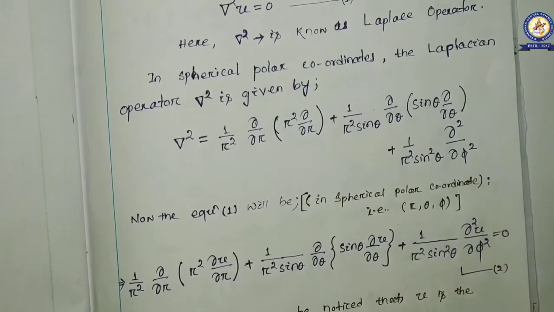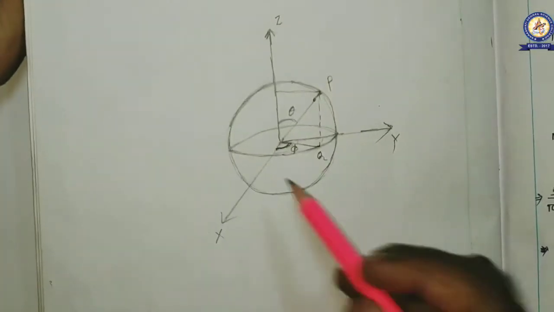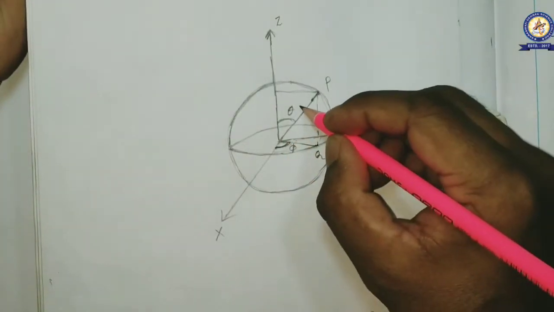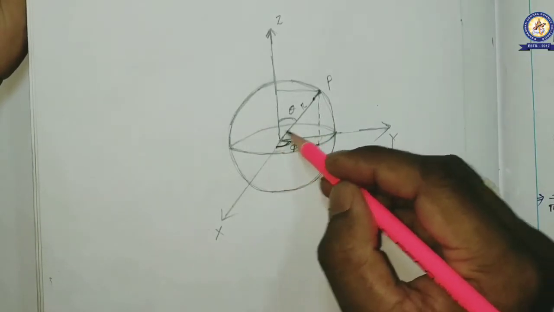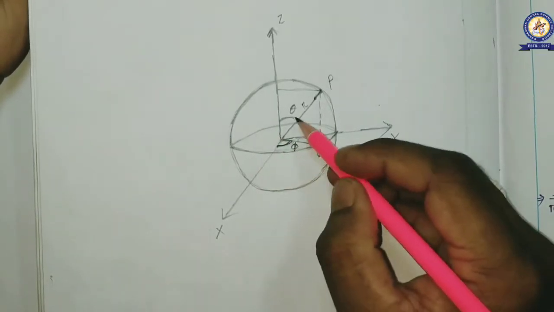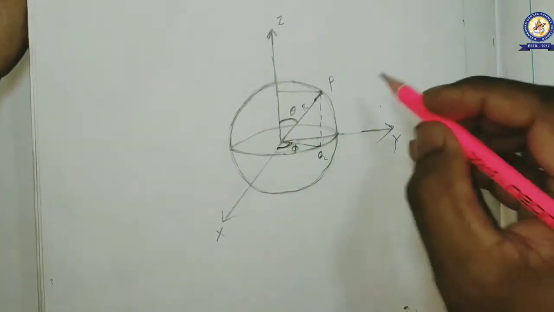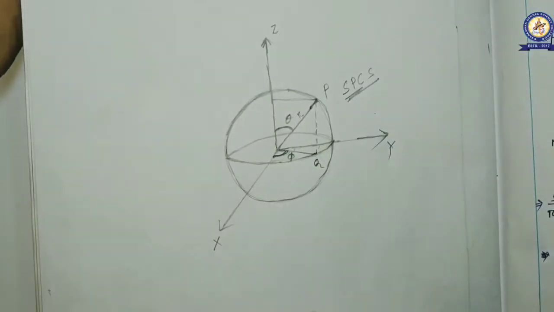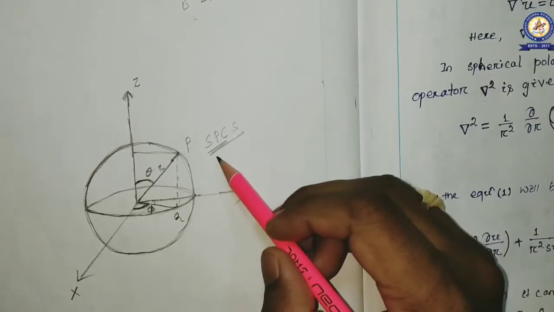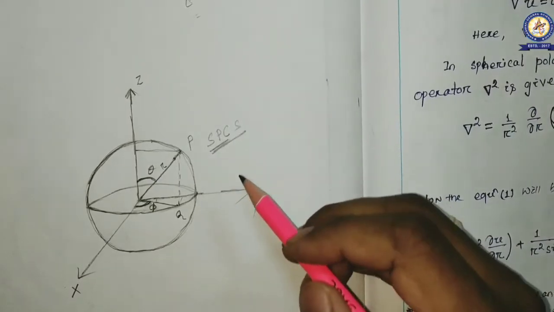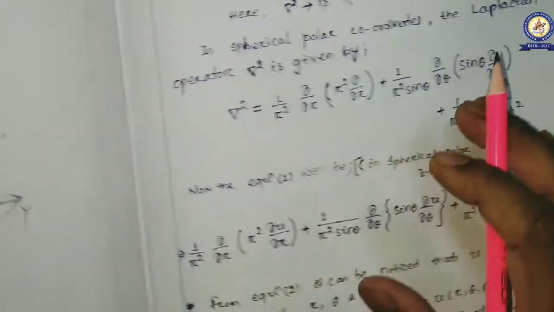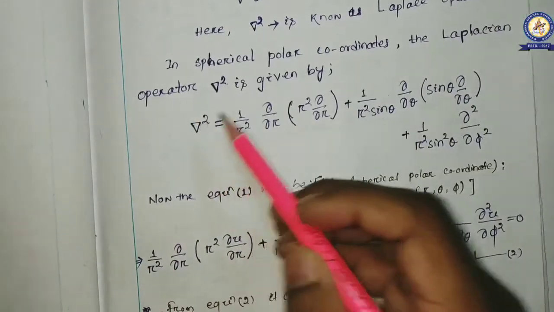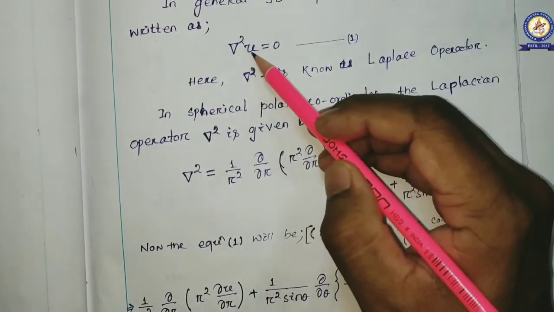by del phi square. Because we know that for spherical polar coordinates, this is the radial variation, this is your azimuthal angle, the variation of phi, and this is your theta variation. This is nothing but the spherical polar coordinate system. About this system we discussed in detail in our first semester mathematical physics paper, and here we are going to operate this del square on a function u.